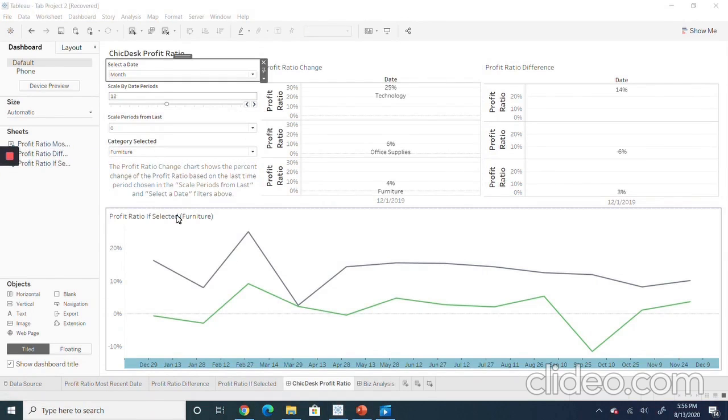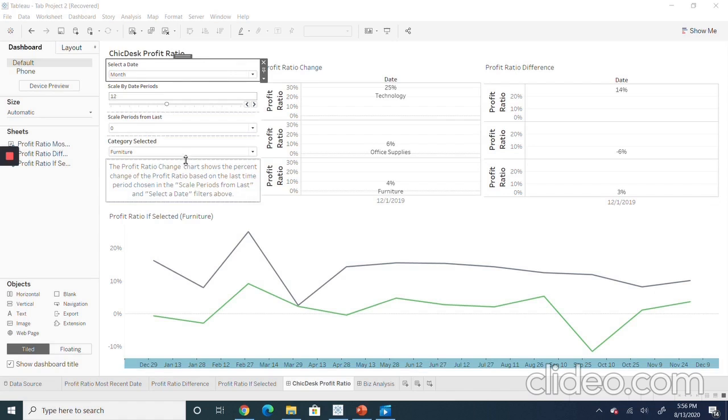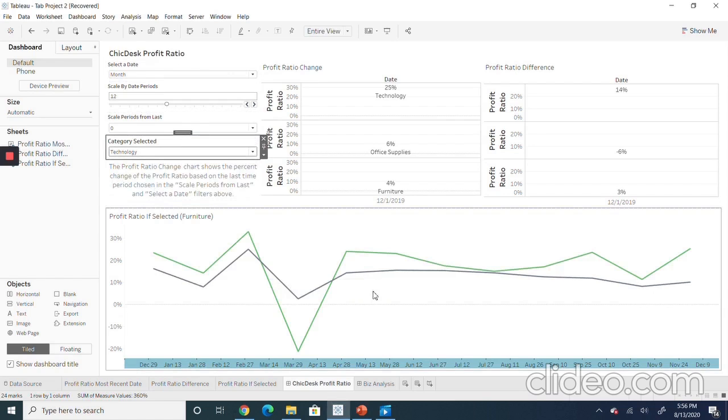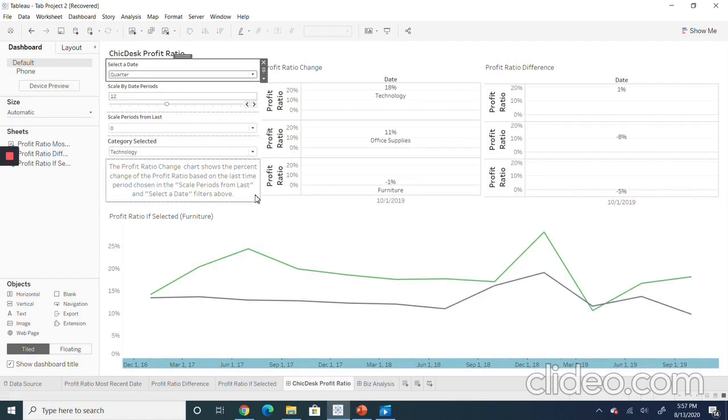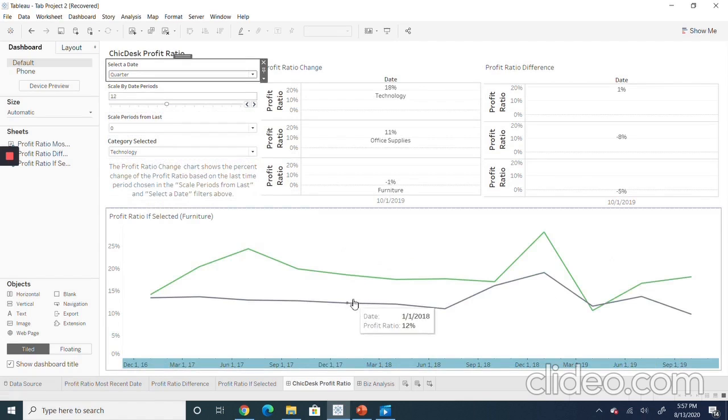The third visualization is a line chart displaying the profit ratio over time for the chosen time period and time span. This chart also compares the profit ratio of any specific product category to the overall profit ratio. We have already seen that the profit ratio for technology looks good, but let's compare it over the past 12 quarters or 3 years to the overall profit ratio.